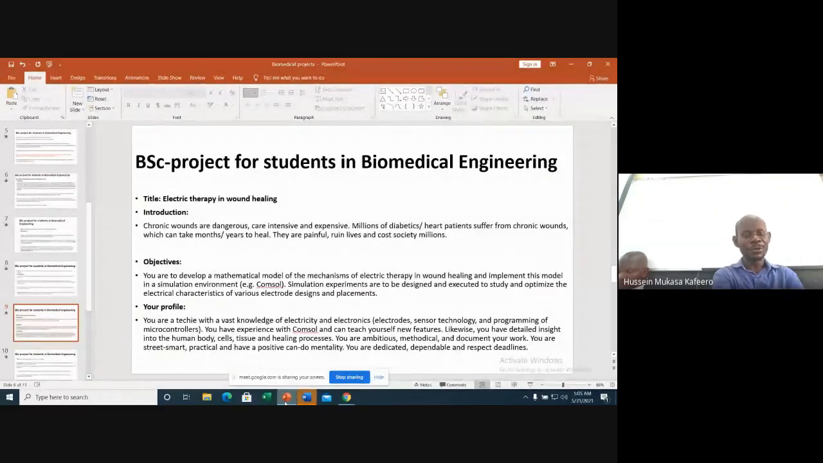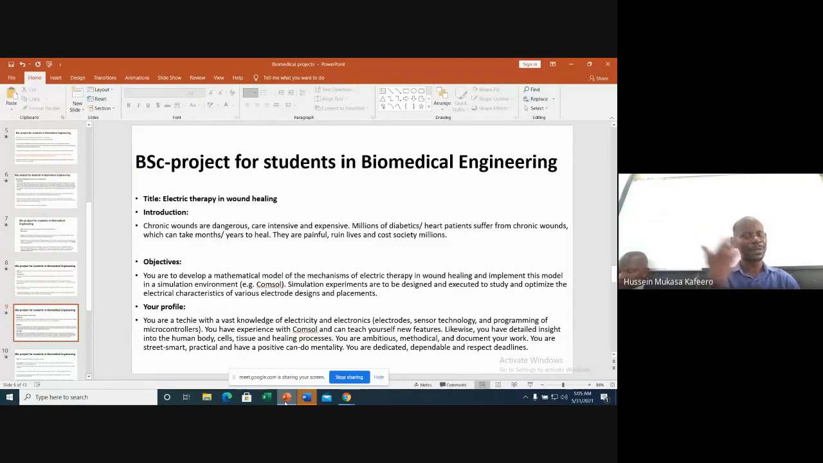Then, can we use electrical therapy in wound healing? Can we, as students of electronics, design something to manage a wound? Can we manage a wound using electric therapy rather than using medications?